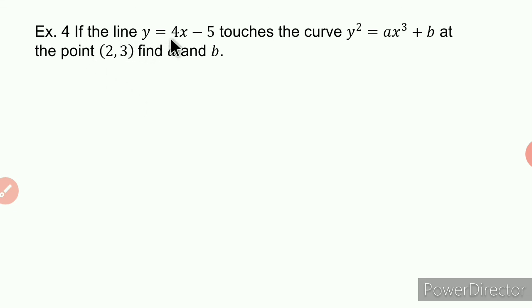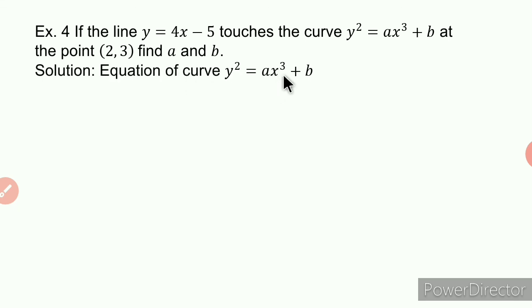If the line y is equal to 4x minus 5 touches the curve y square is equal to ax cube plus b at the point (2, 3), find a and b. In the equation of the curve, there are two unknowns a and b, and our aim is to find the values of a and b from the given condition. So first of all, the equation of the curve is y square is equal to ax cube plus b.